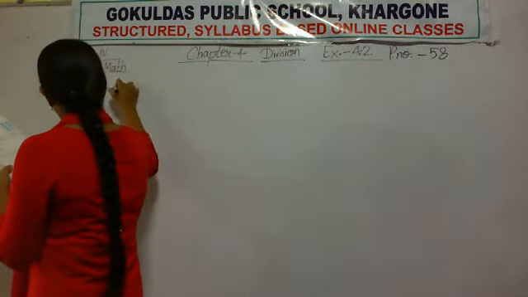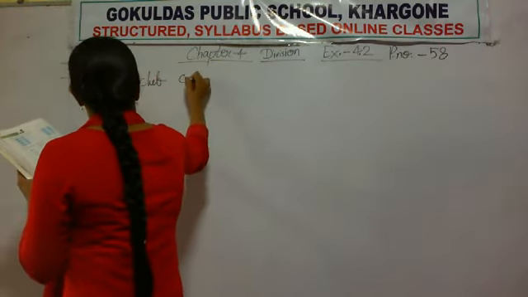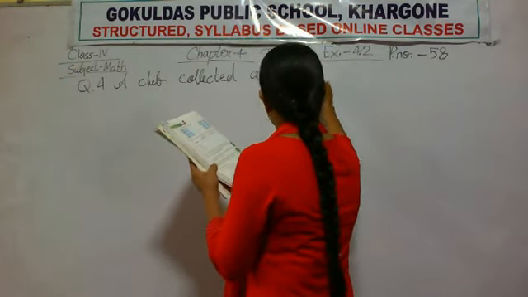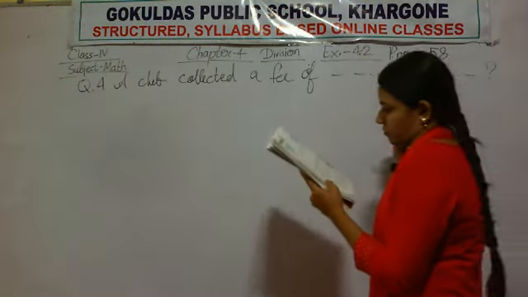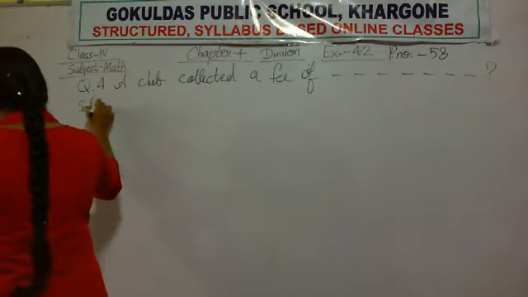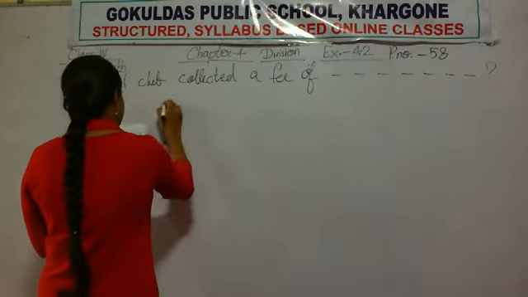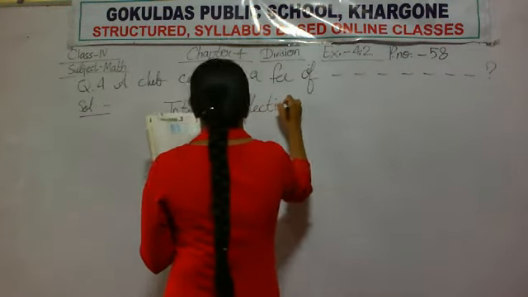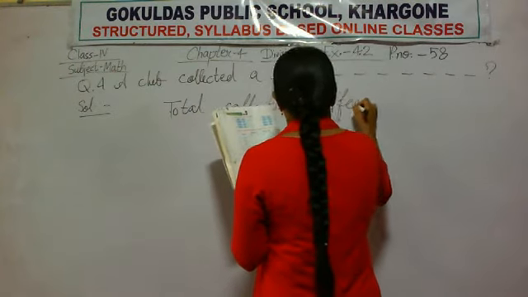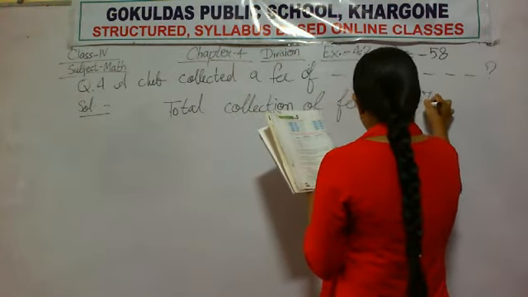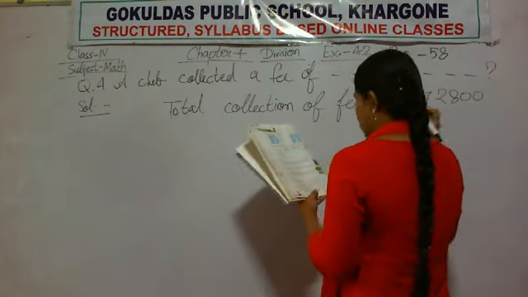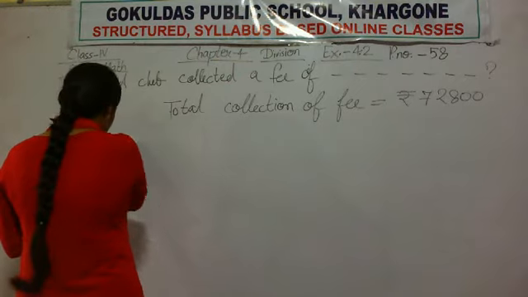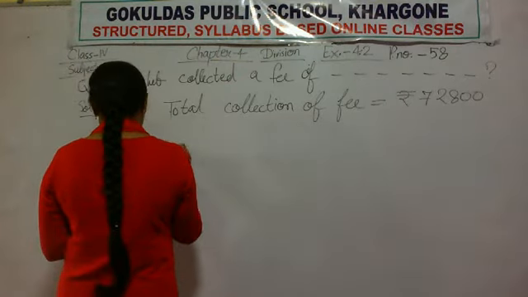Question number 4. A club collected a fee of... Solution. Total collection of fee is rupees 72,800, right? And we want to find the data that each student, how much each student paid.